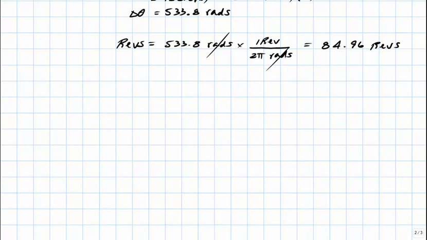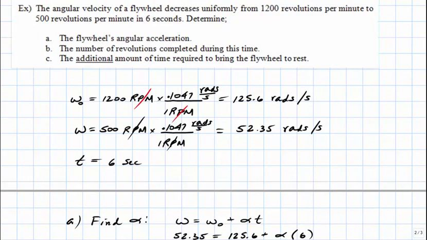Let's take a look at part C. In part C, we would like to determine the additional amount of time required to bring the flywheel to rest. In order to determine this time, we'll first of all calculate the total time required to bring the flywheel to rest, and once we determine the total time, we'll subtract 6 seconds from that.